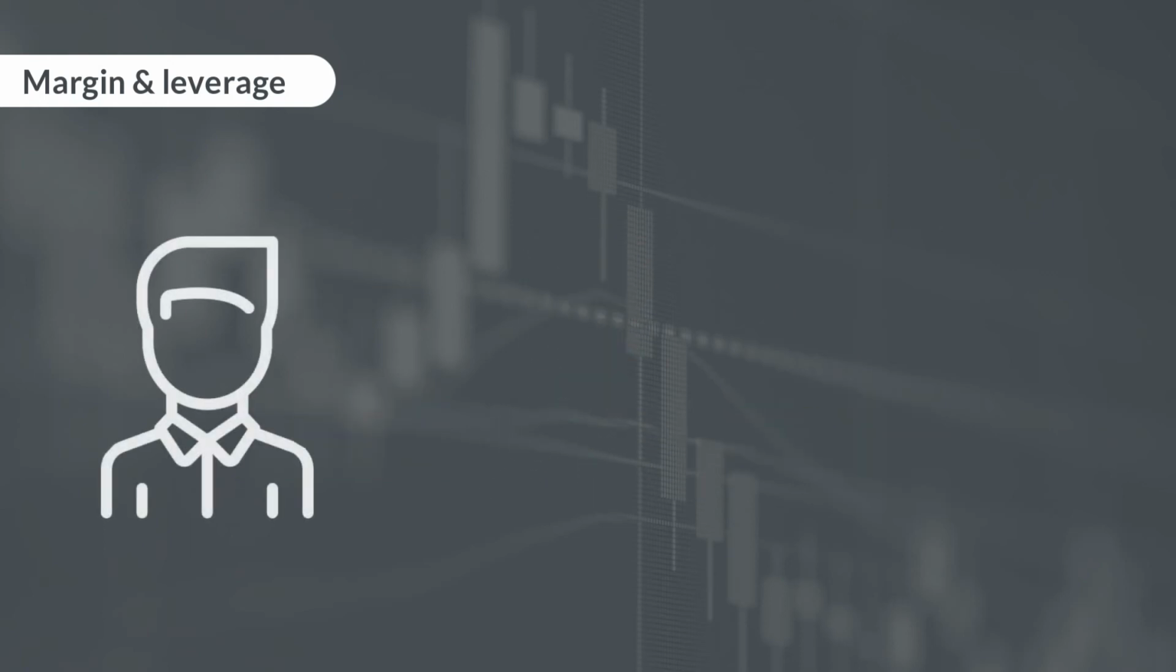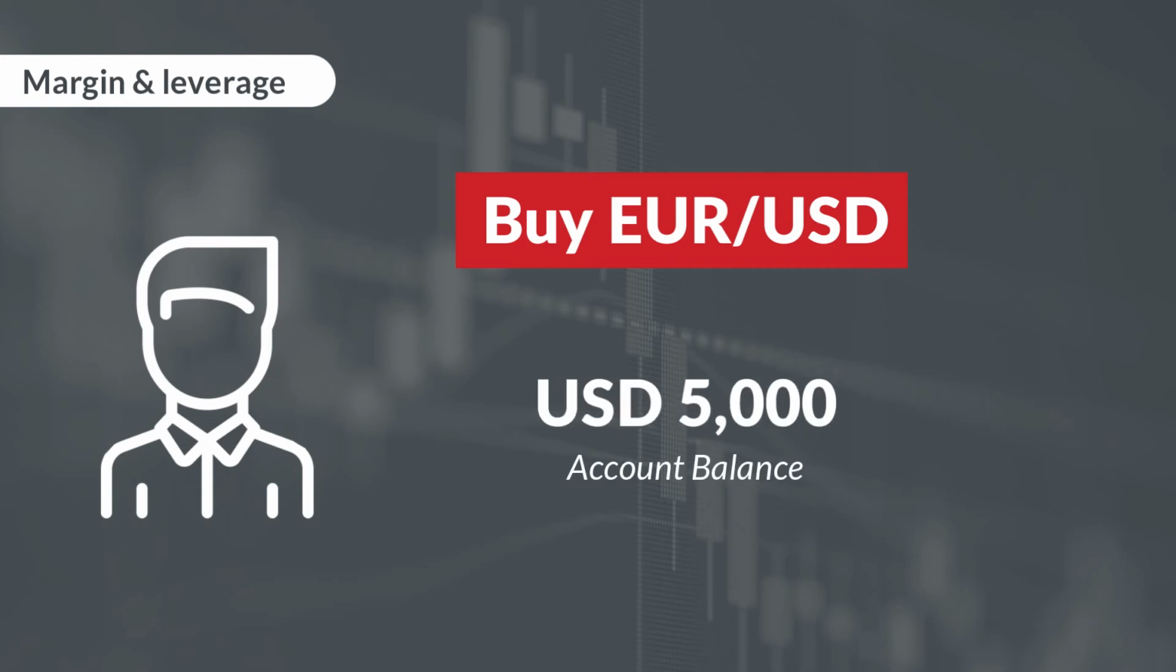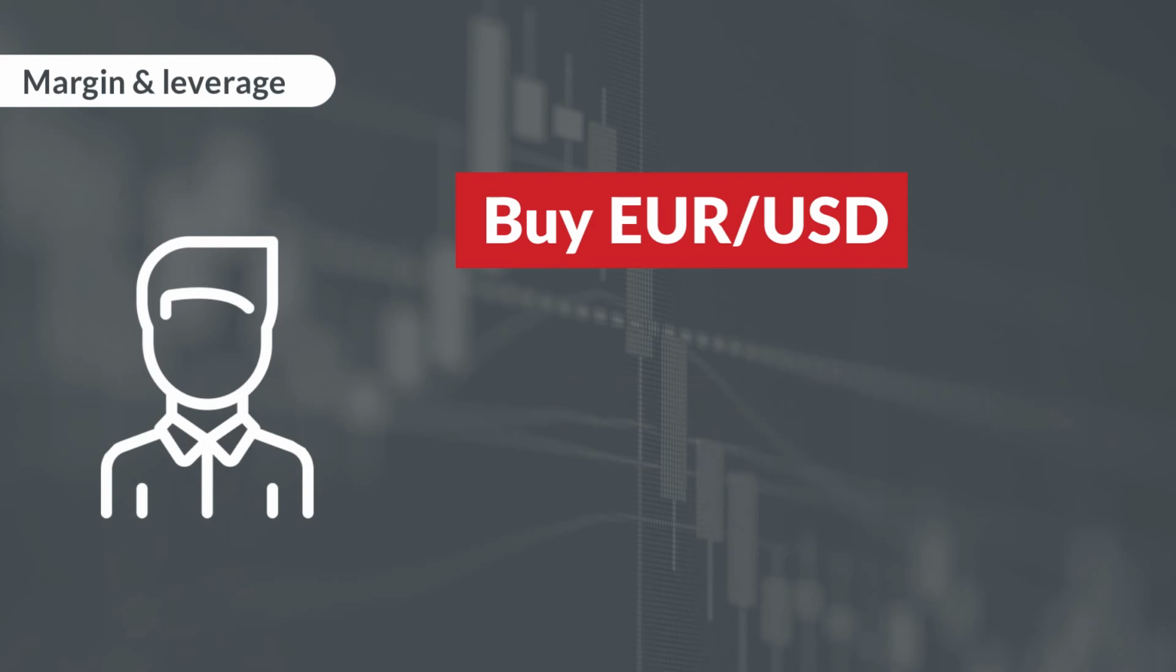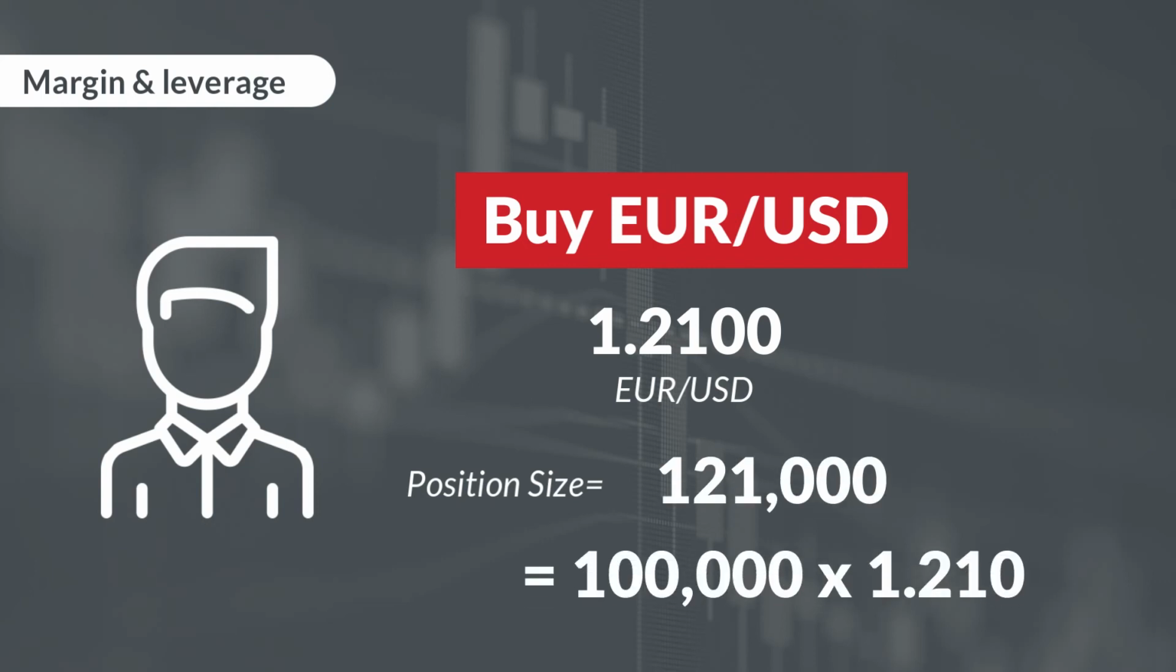Let's say an investor is trading with a broker who requires a margin of 1% on currencies. This investor wishes to buy euros to US dollars with a contract size of 100,000 euros. Assuming that the investor's account balance is $5,000, how will they be able to execute this trade by using margin trading? Let's suppose the price for euros to US dollars is 1.2100. This means that the real size of the position is $121,000, 100,000 multiplied by 1.2100.